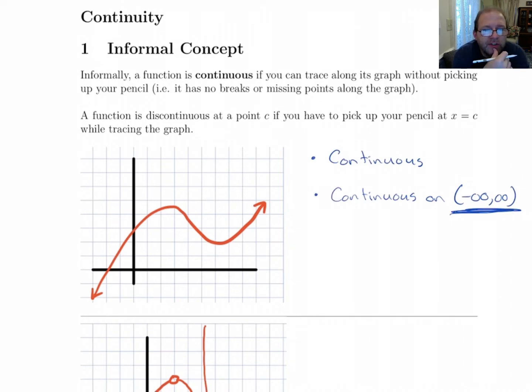Informally, a function is continuous if you can trace along the entire function without having to pick up your pencil. So it doesn't have any breaks or missing points or vertical asymptotes. So this first example here is continuous. We can trace along the whole thing, and we never have any place where we have to pick up the pencil. We could either say that this graph is continuous, period, or we could say that it's continuous on minus infinity to infinity.